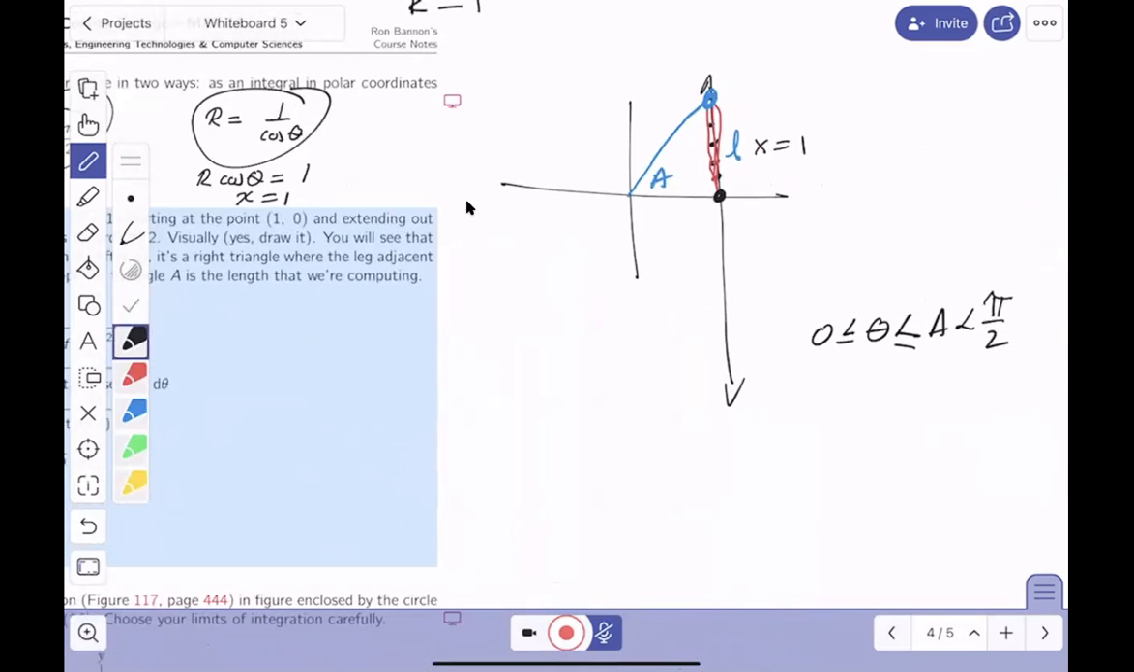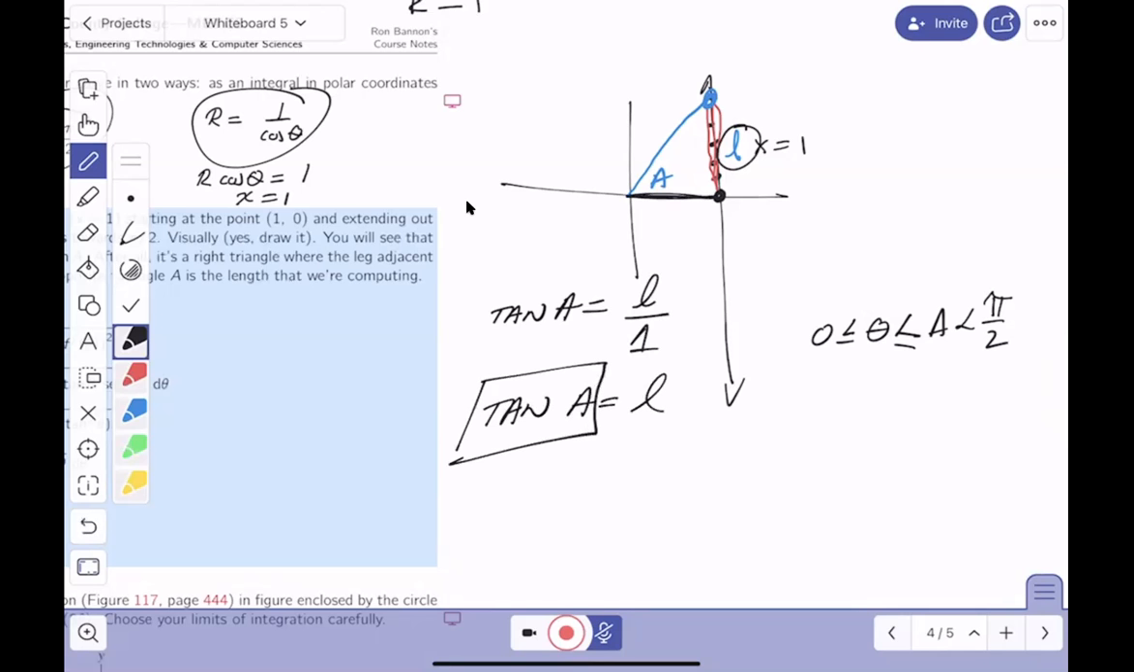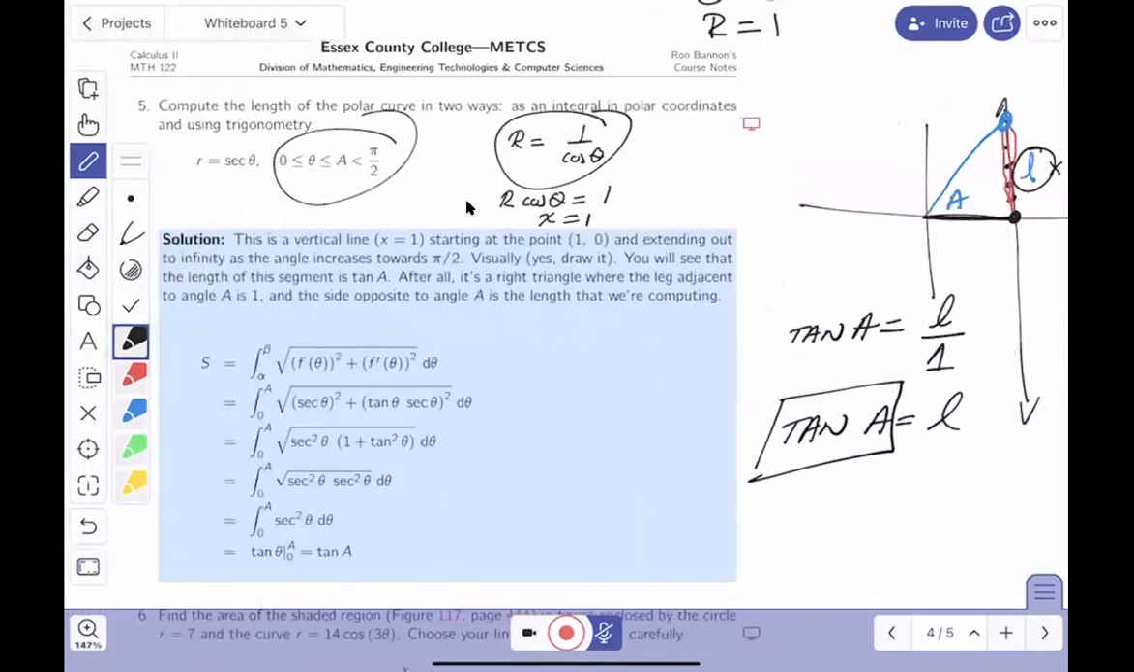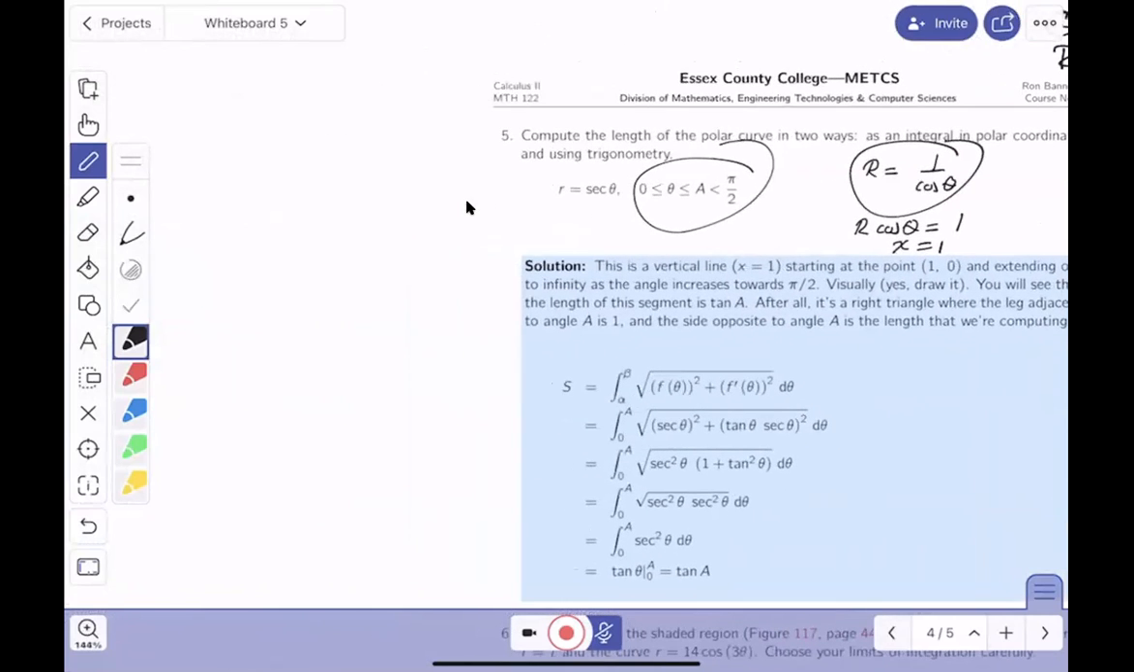The way I'm going to do that is to say the tangent of a is equal to L over this base length. And what's that? It's just 1. So the length is the tangent of a. That's all the length is. That's the length. We'll look at the key later, but I also want to do this integral.